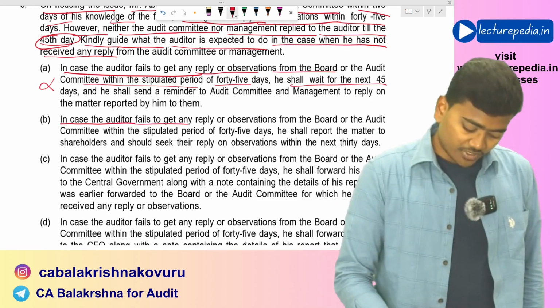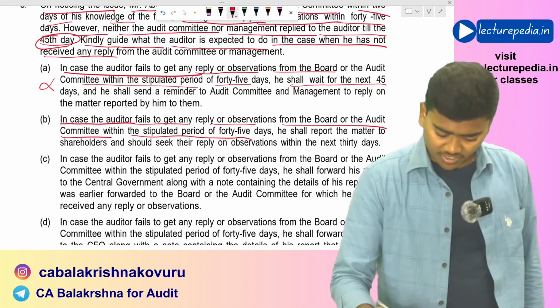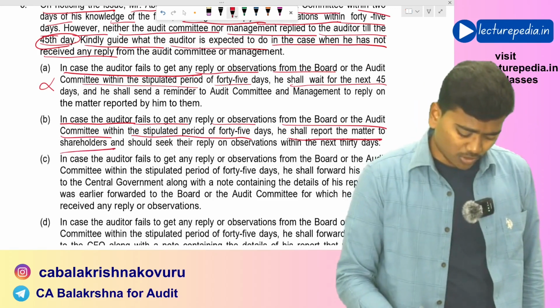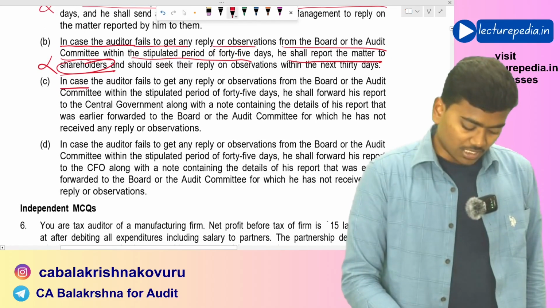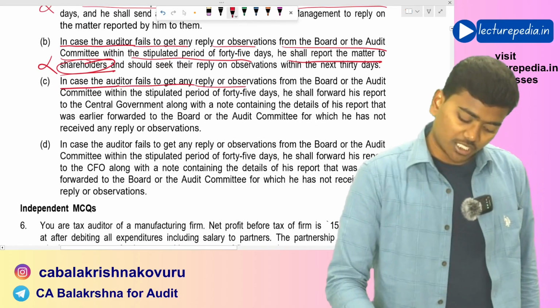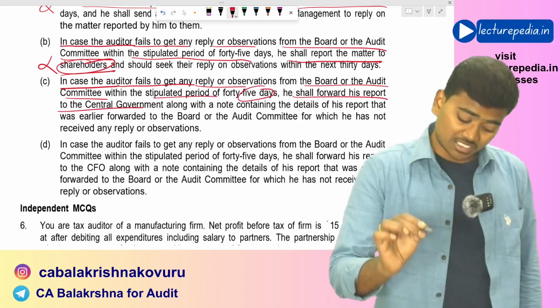In case the auditor fails to get any reply or observation from the board or audit committee within the stipulated period of 45 days, he shall report the matter to shareholders. No, you need not report to shareholders. You need to report to the central government. In case the auditor fails to get any reply or observation from the board or committee within the stipulated period of 45 days, he shall forward his report to the central government.